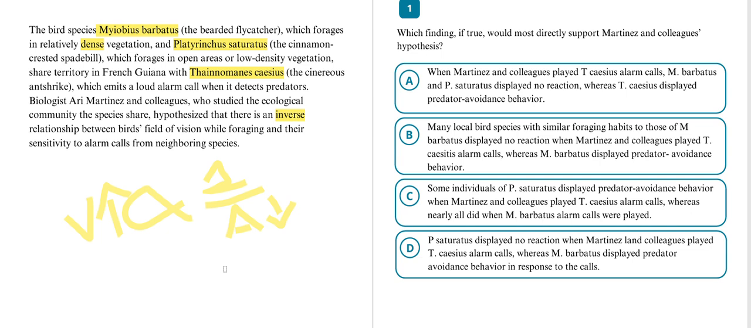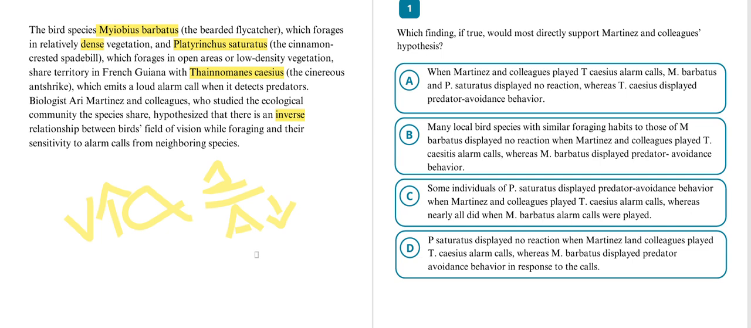So in this paragraph, M. barbatus has a lower field of vision, which means it must have much larger sensitivity to the alarm calls. Whereas P. saturatus, which has a larger field of vision, will have lower sensitivity to the alarm calls. So this will be my supporting conclusion for this type of question, and I will go directly to the options.